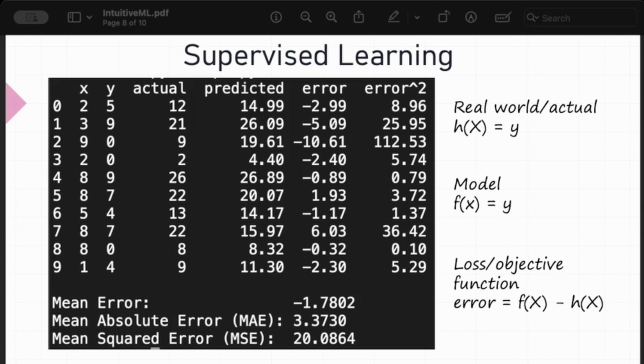If you look closely, you can kind of see that the actual function here that is, quote unquote, our real world is z equals x plus 2 times y. So for example, in the first row, 2 plus 5 times 2, 10, equals 12. You can see that our model predicted 14.99, and you can see what the error rate is. So the error is simply our prediction minus actual, and you get a minus 2.99. We're showing the squared error value there also. We're going to explain that in just a second.